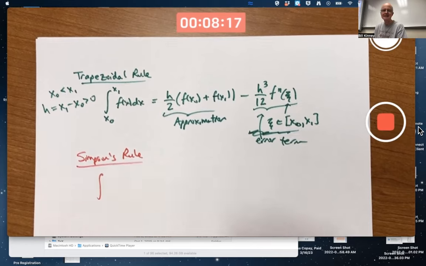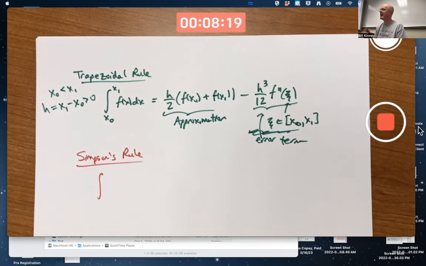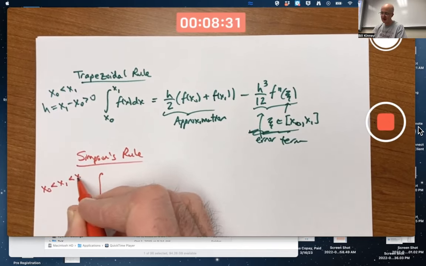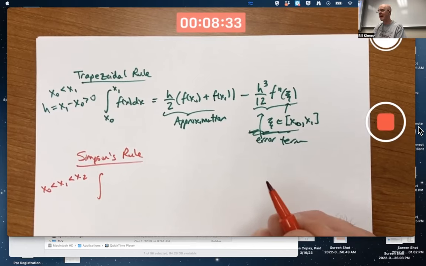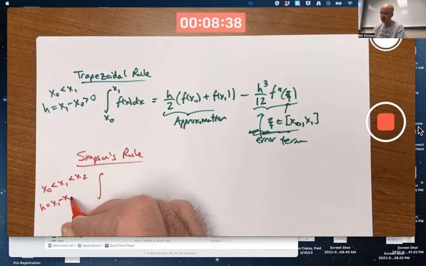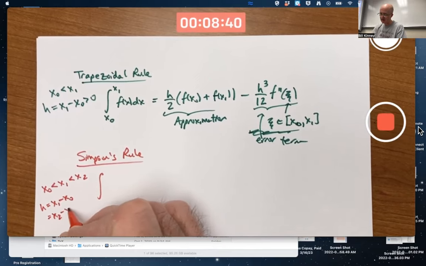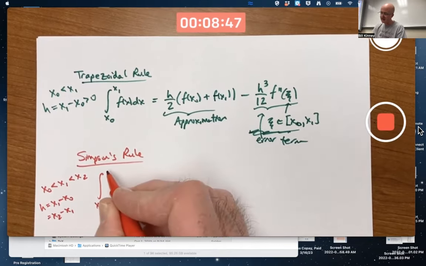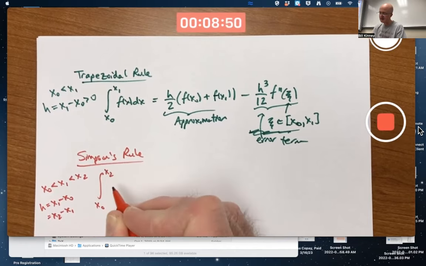Okay. And then we also had Simpson's rule, which, well, instead of using 2 nodes and a linear approximation to the function, we're using 3 nodes and a quadratic approximation to the function. We've got x0 less than x1 less than x2, and in fact, we want those to be equally spaced. H should be this x1 minus x0 and also x2 minus x1. So the entire interval is of length 2h. We are integrating from the leftmost point to the rightmost point.